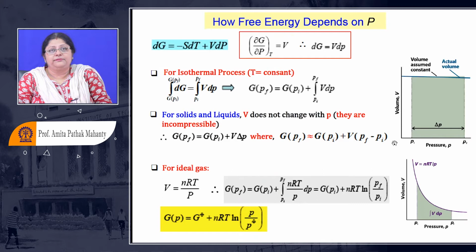This is a diagram drawn for the volume at various conditions of pressure. The dark line is the actual volume, and when you have the constant temperature process, this is going to be the line which you are going to get.